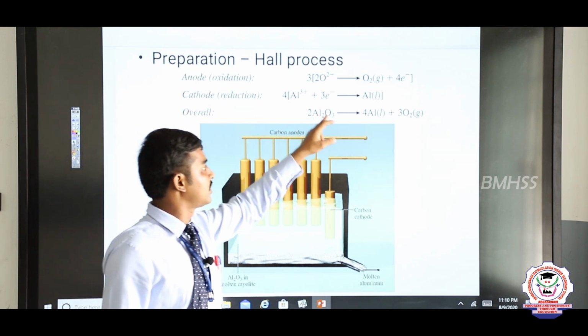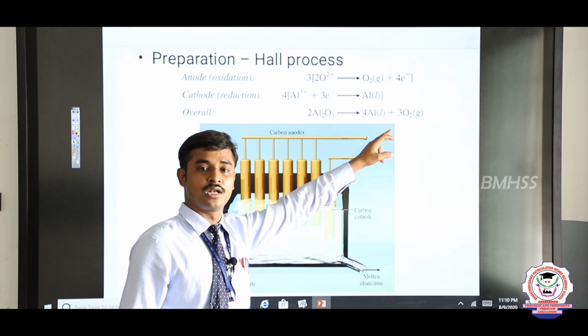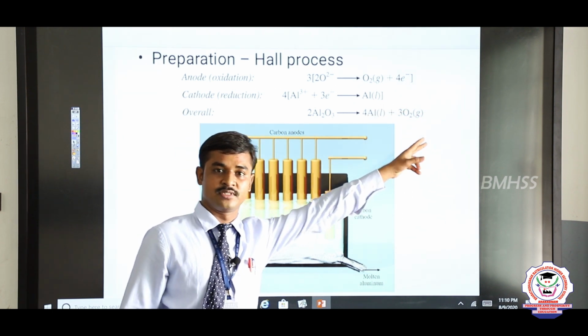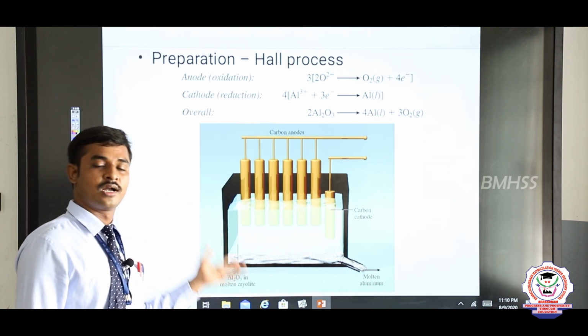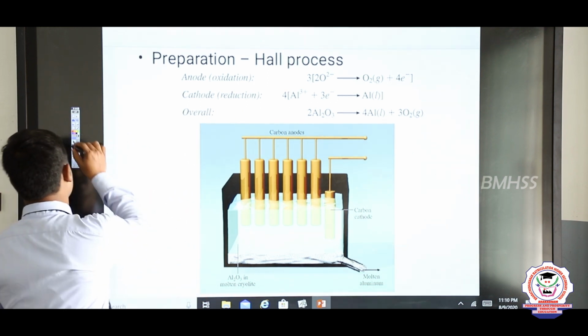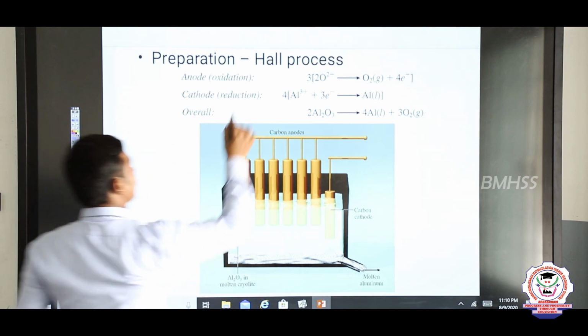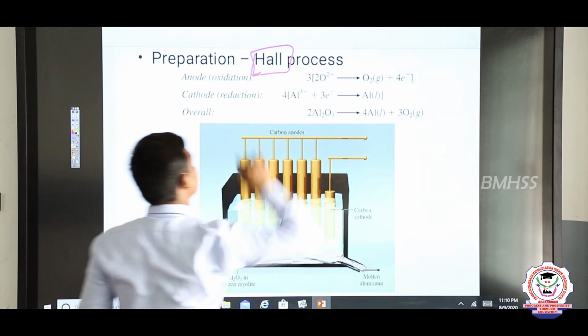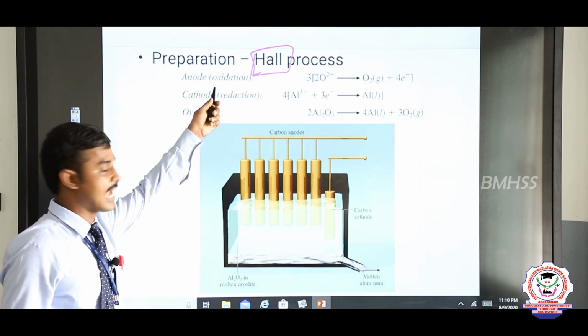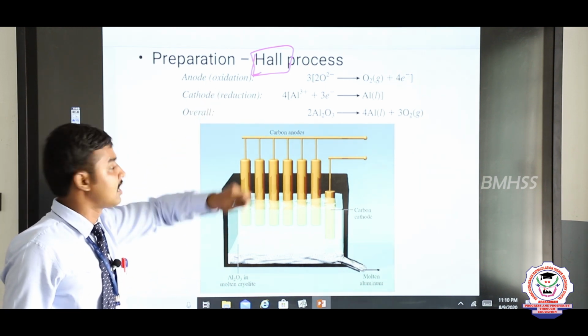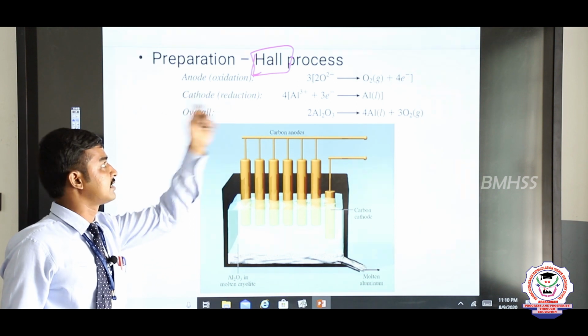Overall, the aluminum oxide is reduced into aluminum and the oxide is removed. This reduction reaction is obtained in the electrochemical process of aluminum. This process is called Hall's process. So, in this process we consider two reactions: one is obtained in the anode, that is oxidation, and another one is obtained in the cathode, that is reduction.